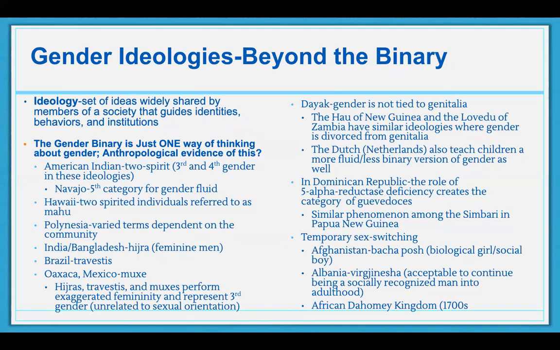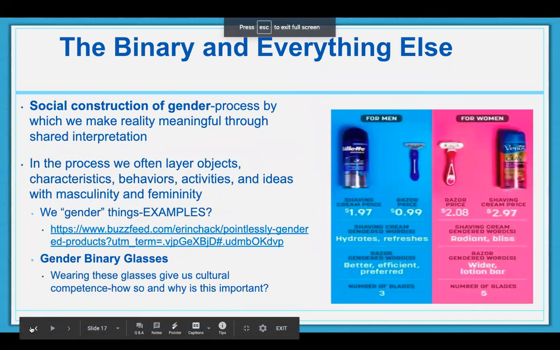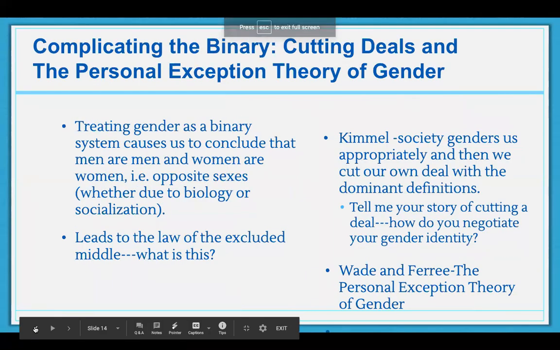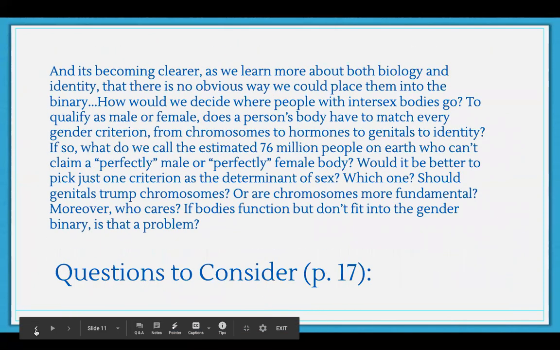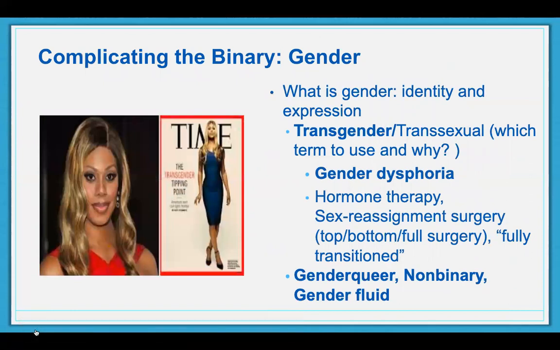Instead, what we often think is that... I'm going back in time because I skipped something along the way. Here we go. I skipped this. So it's because we often don't think about the ways in which people who are, like I said, cisgender are also kind of complicating the binary, because they are doing everyday drag, and they are cutting deals and thinking about themselves, personal exception theory of gender.